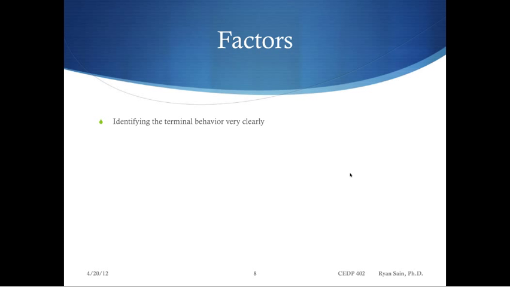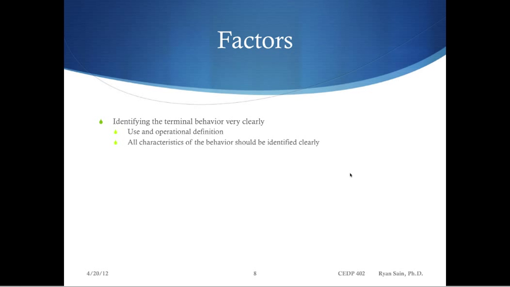All right, factors that affect shaping. Identify what you want right away. If you don't identify that terminal behavior, the goal behavior, the one you're shooting for, then how are you going to know what a successive approximation of that is? In order to identify that behavior, you also have to use an operational definition. So what does the behavior look like? You have to be able to identify it when you see it, and you have to be able to identify when the person is getting closer to it.